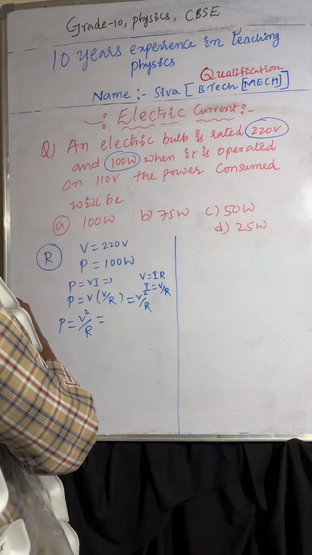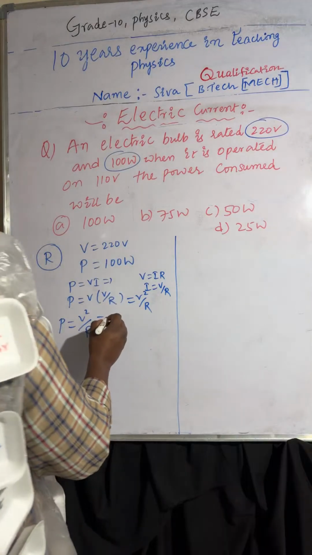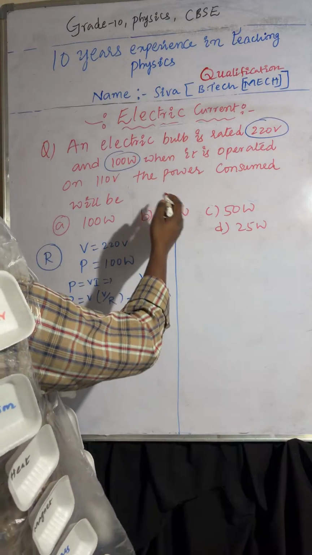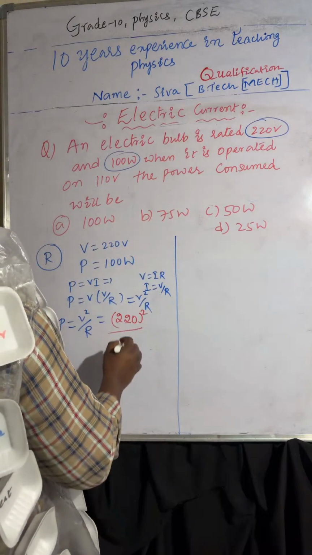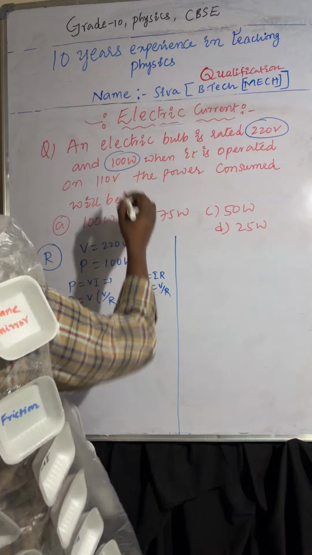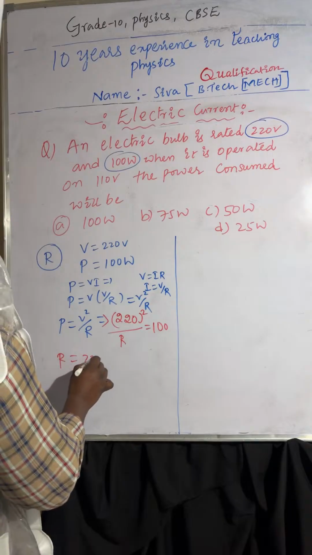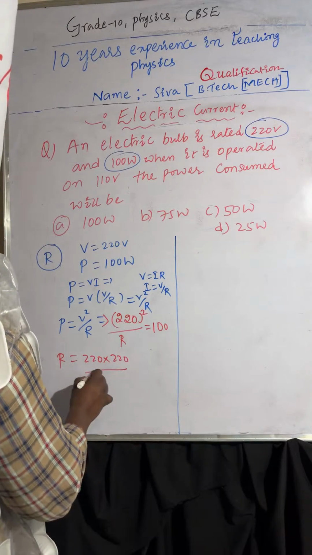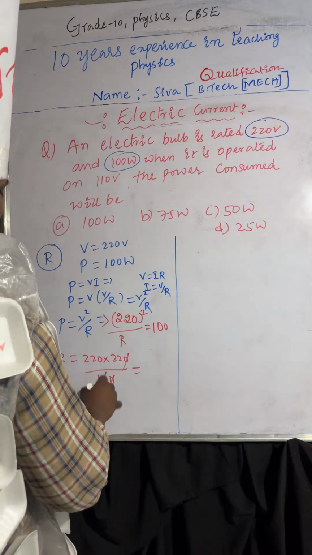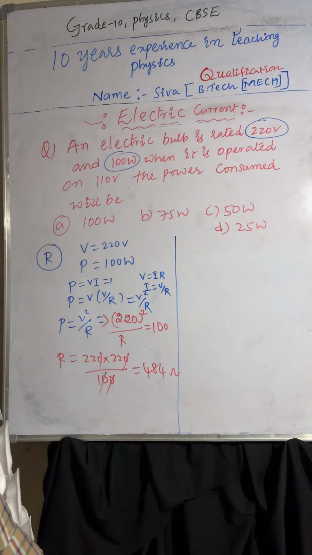V equal to how much? V equal to 220. You can substitute 220 whole square by R. R only we have to find out, but power is given. How much is the power? 100 watt. So R equal to 220 into 220 by 100. Then you'll get 484 ohm. Understood or not?